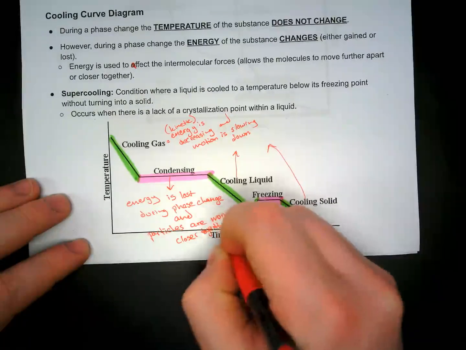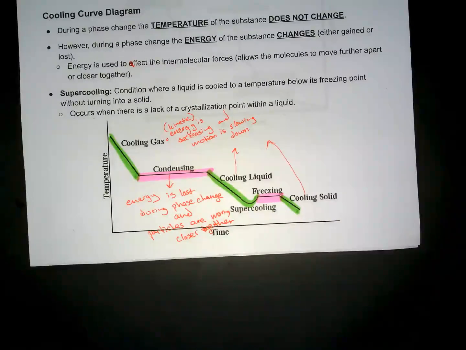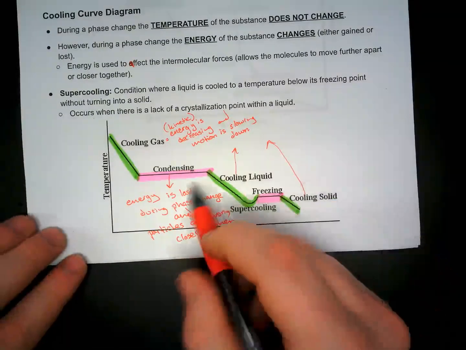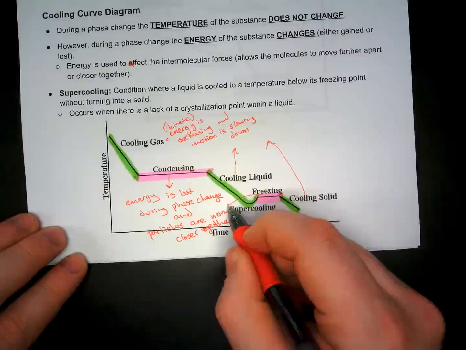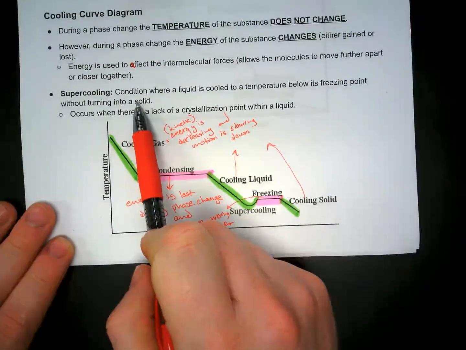Okay, so we see all this happening. Particles are moving closer together. And that's what we're seeing here at condensing and also at freezing. Now there's this weird little thing that I'll add in before we go into the backside. What is this little thing?